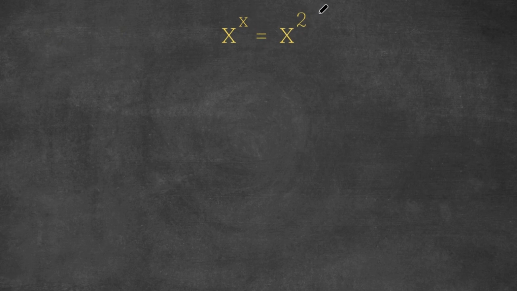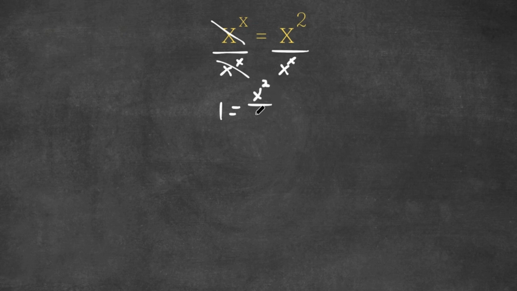Now what I'm first going to do is divide both sides by x to the power of x. So now I have x to the power of x divided by x to the power of x is equal to x squared divided by x to the power of x. Now, x to the power of x and x to the power of x, these two cancel out. So now I have 1 is equal to x squared divided by x to the power of x.